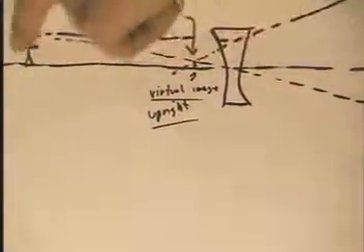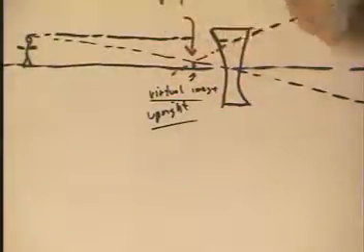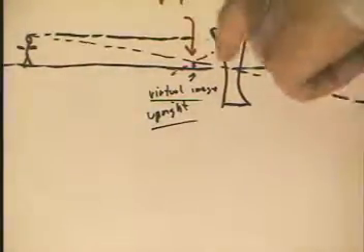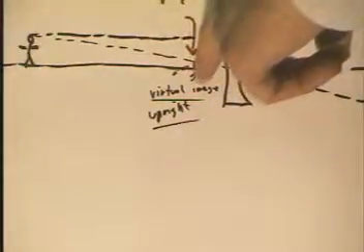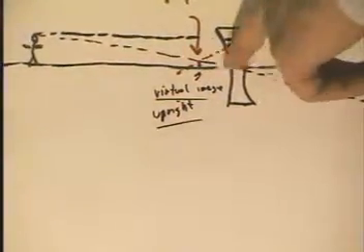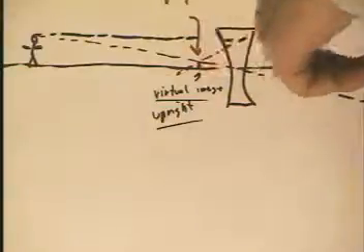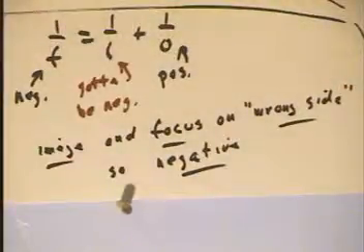The object distance is positive. The object is always on the right side of the lens. The object is always positive. But the image is forming on the wrong side of the lens also. So the image distance will be negative and the focal distance will be negative. And that's what we're talking about here. F is negative because we're focusing on the wrong side, the virtual side of the lens.